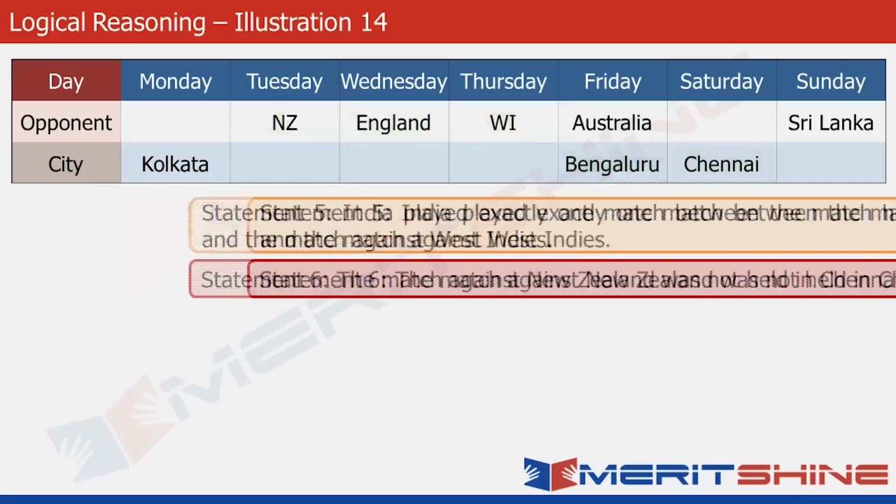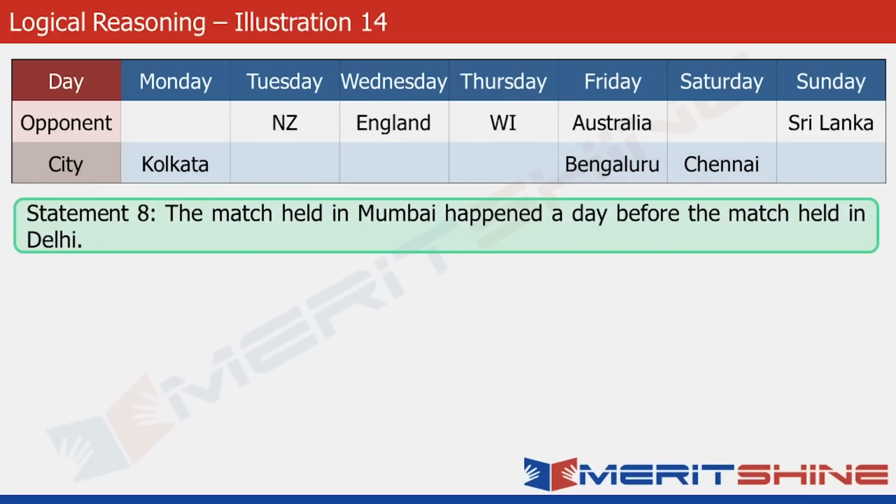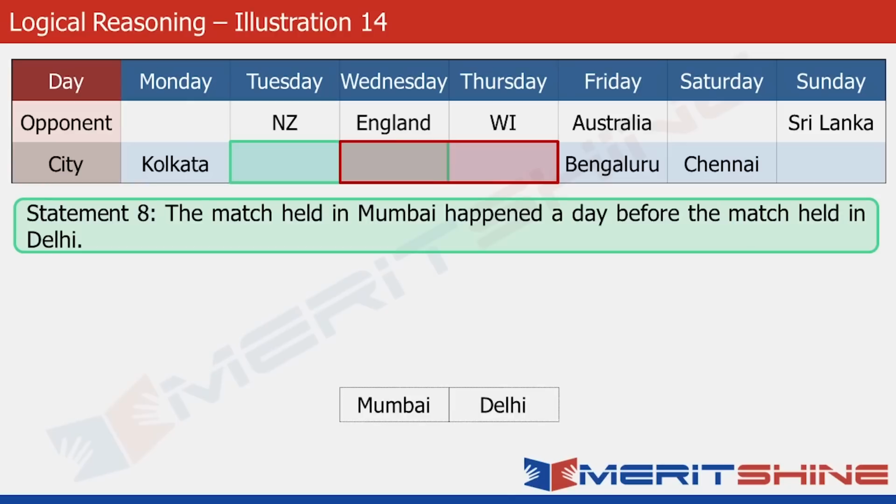Now let's look at statement 8. It says that the match held in Mumbai happened a day before the match held in Delhi. So it again can be represented as a block like this. If we look at the table, there are two places in which this block can be placed. This is 1 and this is 2. There is no other option. So let's try and put it in the first position and see if it works.